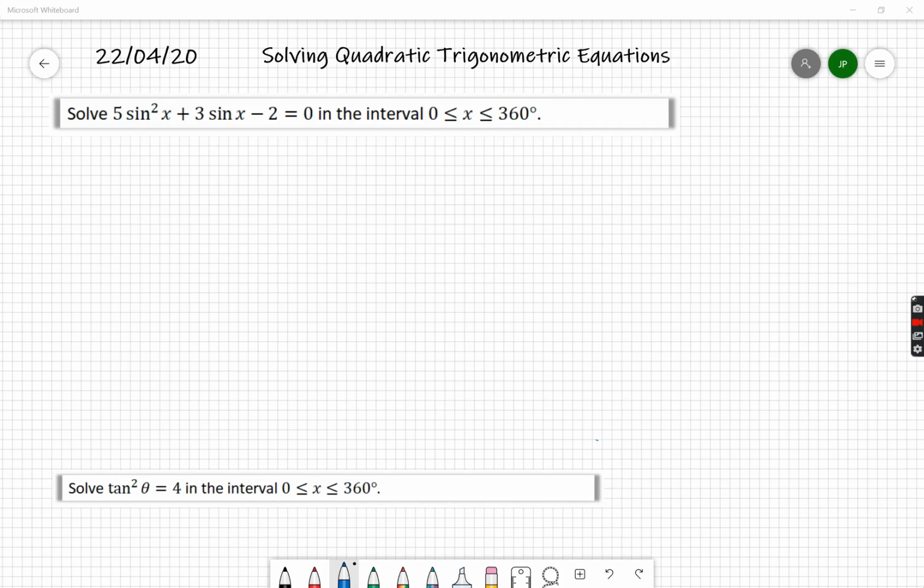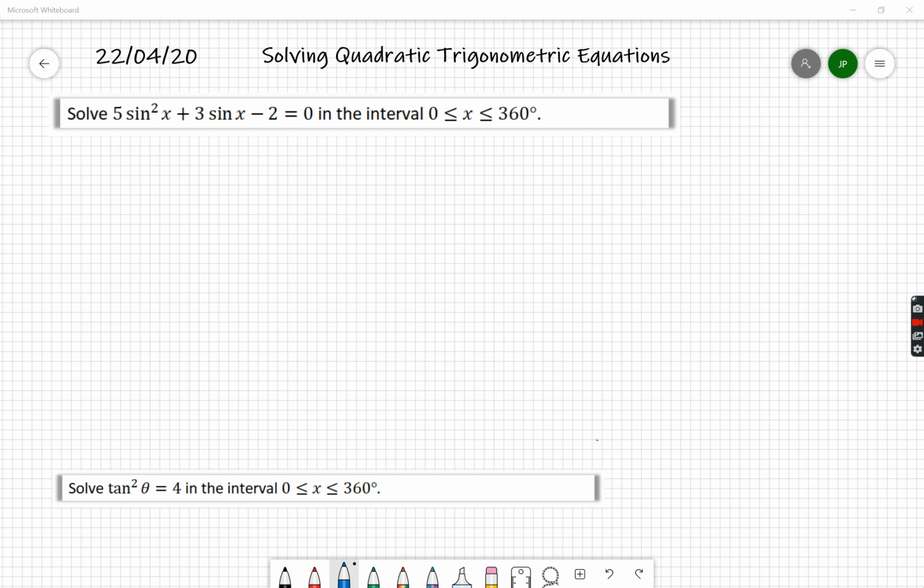As part of trigonometry, we're going to be looking at solving quadratic trigonometric equations. Okay. Now, if we look at this first question, we've got 5 sine squared x plus 3 sine x minus 2 equals 0, and we've got our interval, our range of between 0 and 360.